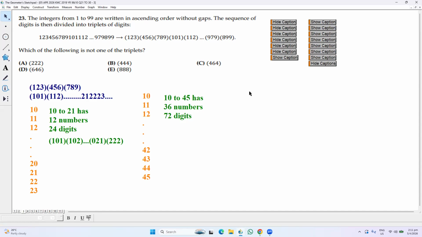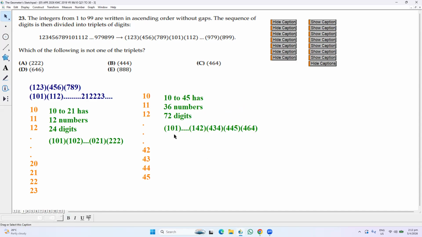Like if 1 to 10, 10 minus 1 is 9. But 1 to 10 is 10 numbers. So when you subtract, you must add 1. So 36 numbers means 72 digits, which can be divided by 3. So we can divide by 3, 18 brackets. And 24 brackets.